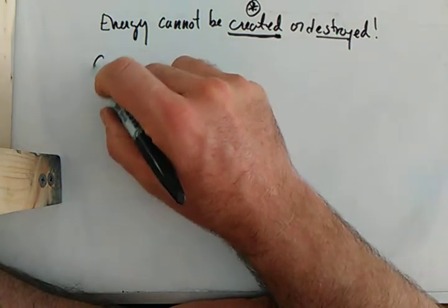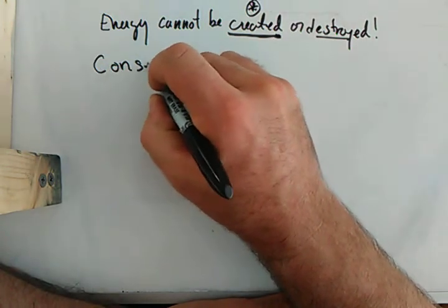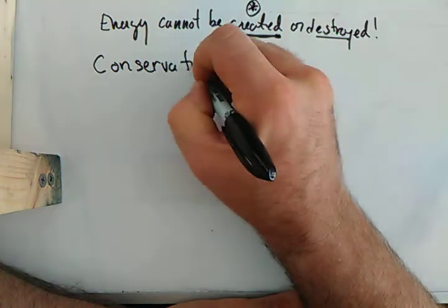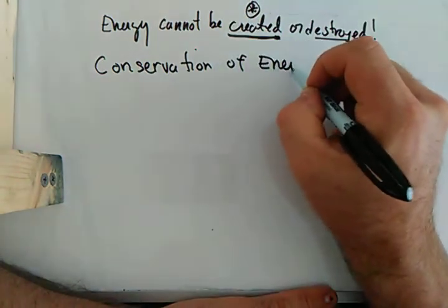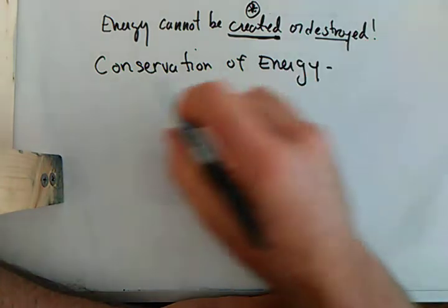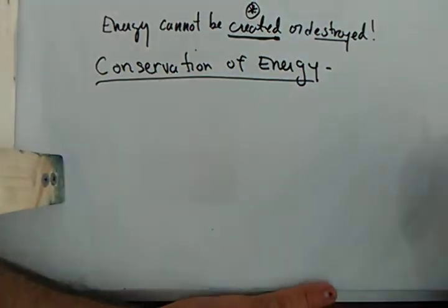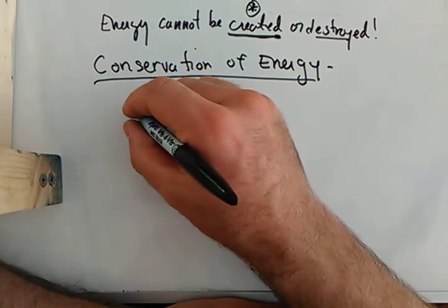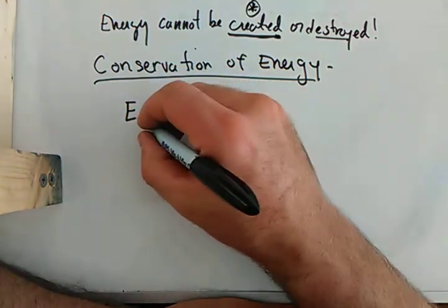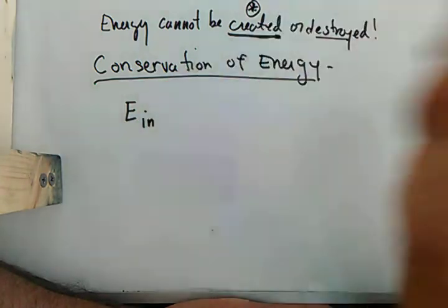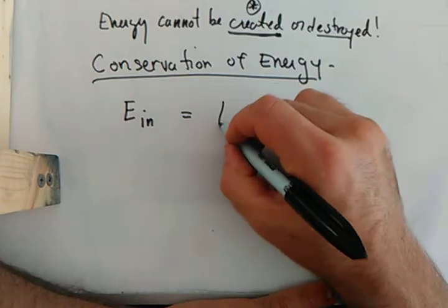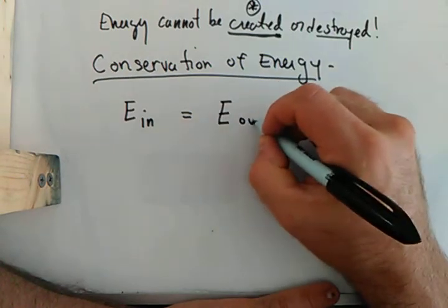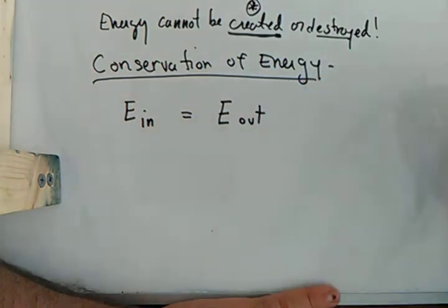So this is what's called conservation of energy. Okay, this is going to be an important one to look at, because when we look at the conservation of energy, we look in terms of energy in a system has to equal energy out of a system.